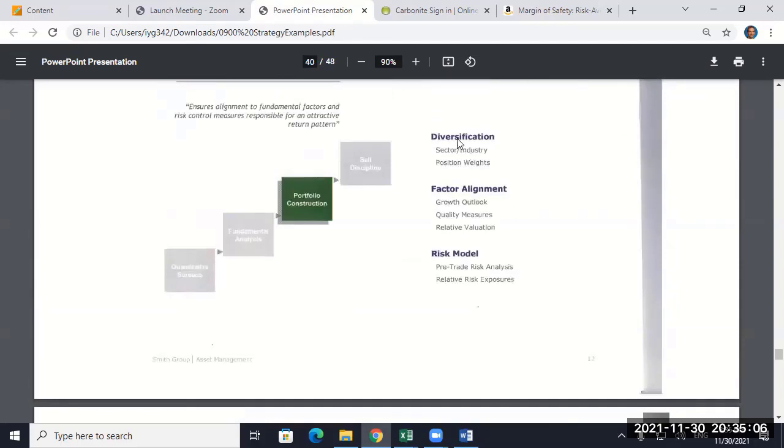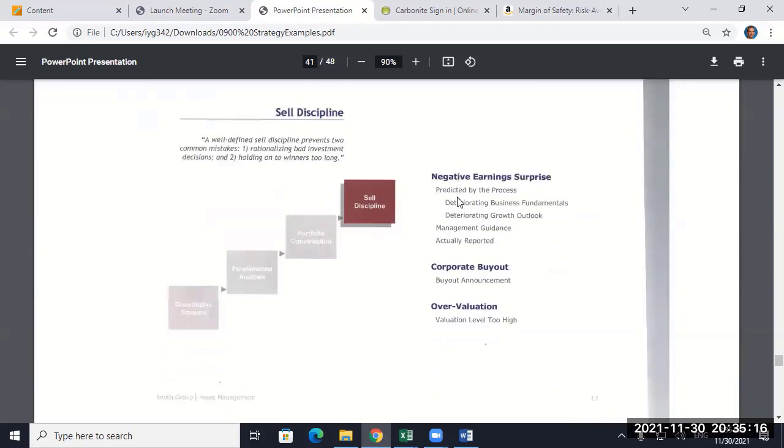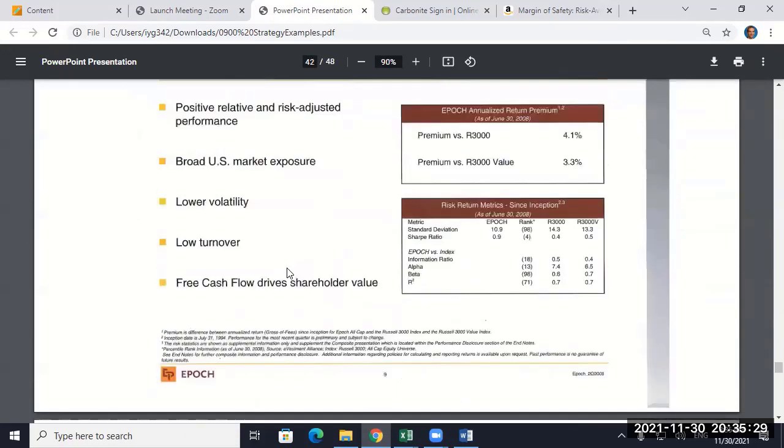Portfolio construction, diversified by sector, factor alignment. So they're going to allocate based on what their model's telling you. And their sales discipline, predicted by the process, management guidance, actually reported. They're looking for earnings and earnings releases. How much of a surprise is that? And if it gets too expensive.